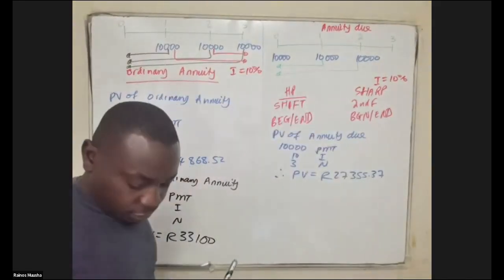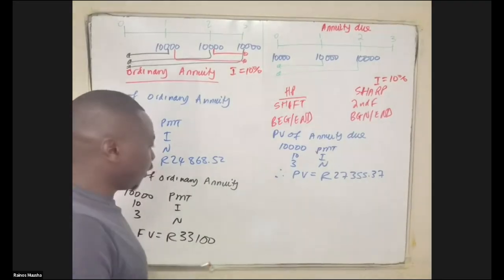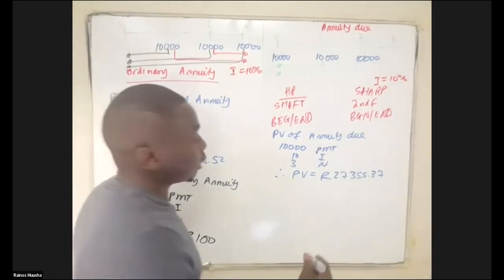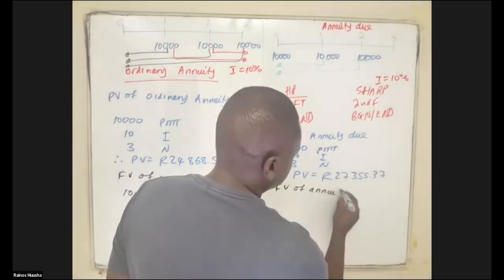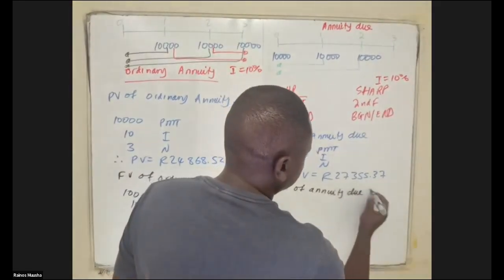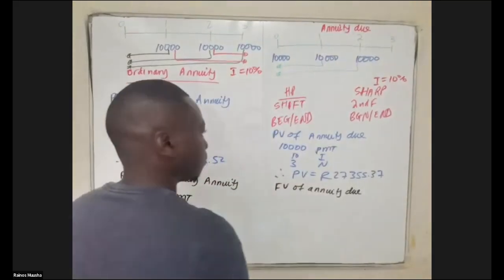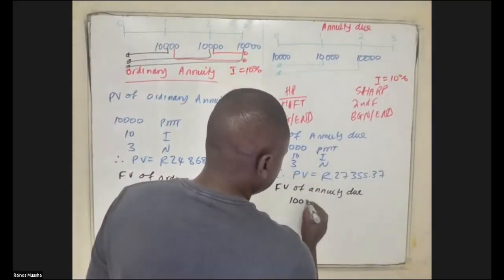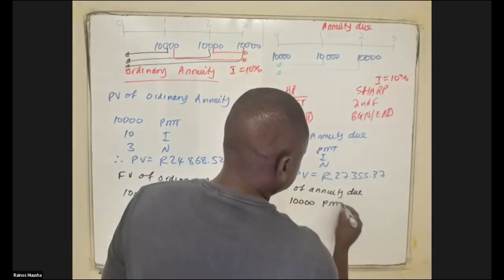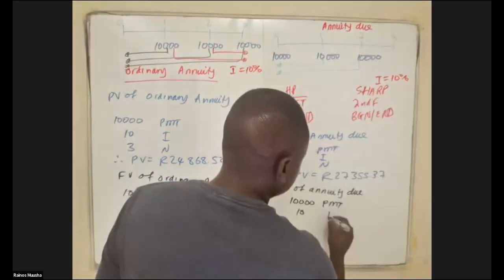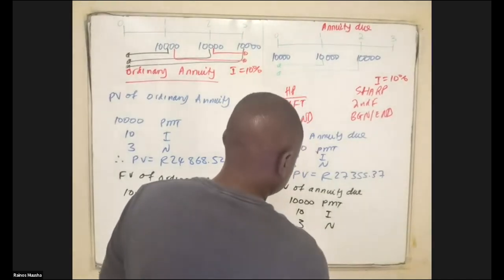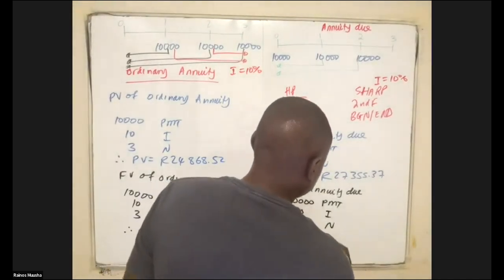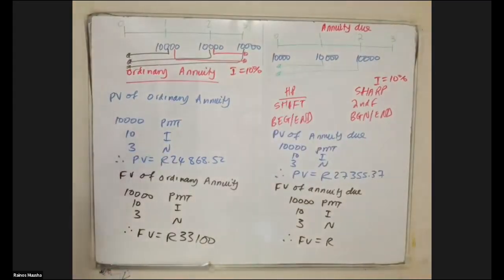Then you can also be asked to find the future value of an annuity due. So you're given 10,000 as your PMT, 10 as your interest, 3 as your number of periods. How much would you get as the future value of an annuity due?